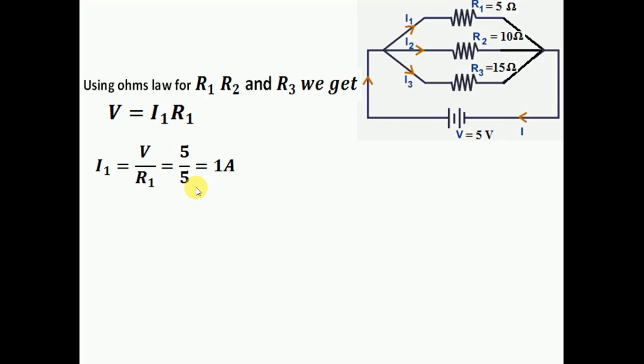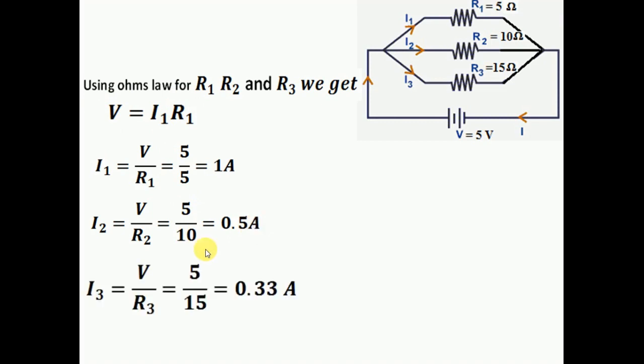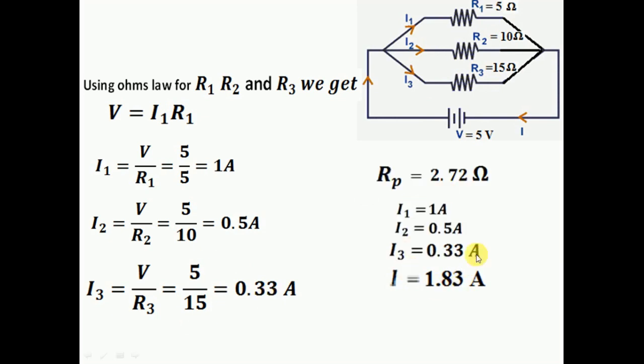Similarly for I2 I can write V by R2. The same way I can find, that is 5 by 10, so this is 0.5 ampere. And I3 is again V by R3, using Ohm's law, so 5 by 15, so it will come 0.33. These are the results I have got. And if you add all I1, I2 and I3, you will get the same 1.83. So that means your answer is correct.